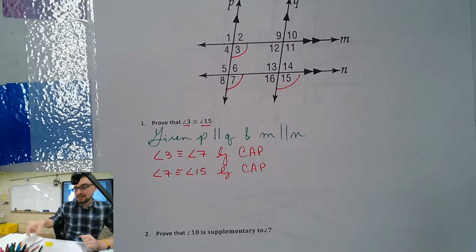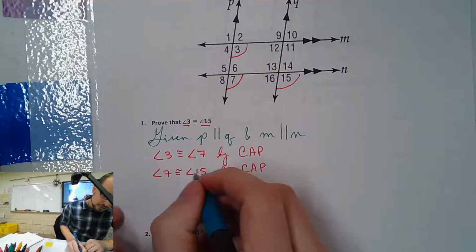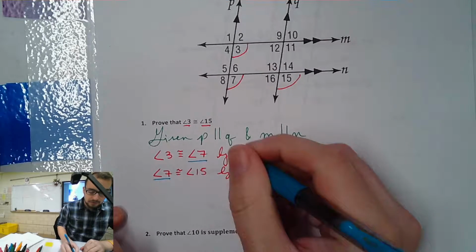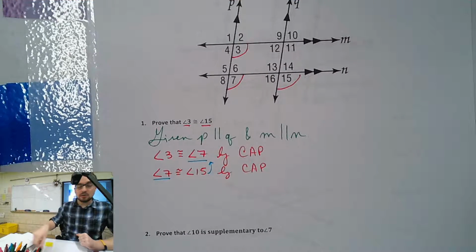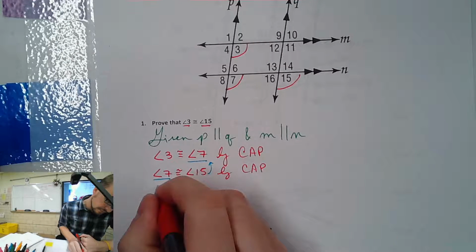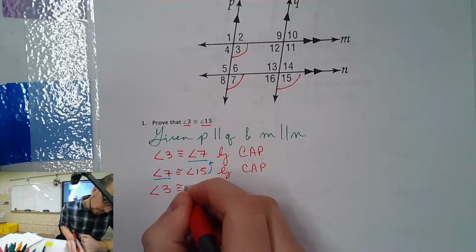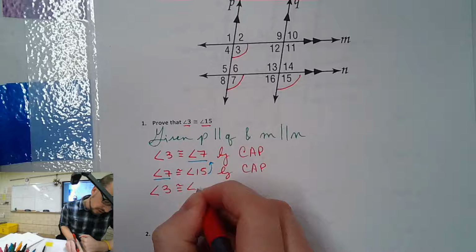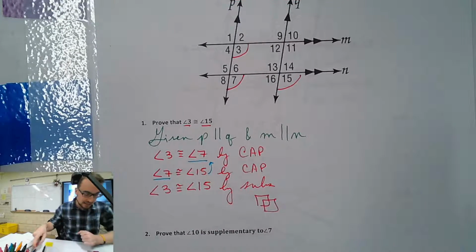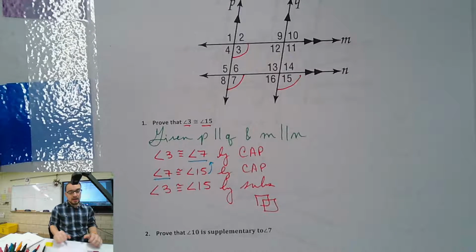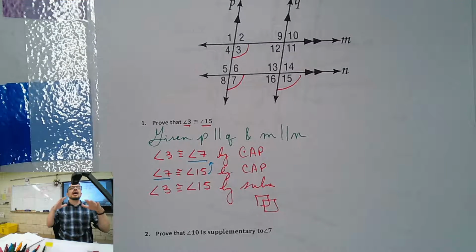And then the plan is we're going to switch out 7 for 15, right? Because 7 is 15. So now we have 3 and 15 together. What do I call that when I switch stuff out? Substitution. So angle 3 is congruent to angle 15 by substitution, which is what they wanted. Okay? How do we feel about that? It's a lot to write down. It's hard to keep up, but do you see what's going on here? Okay? Wonderful.